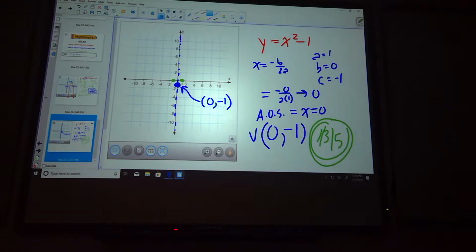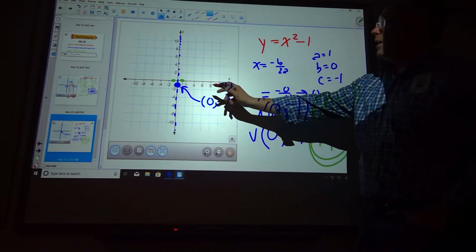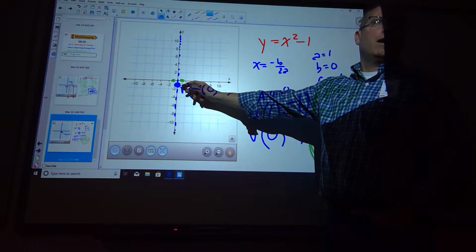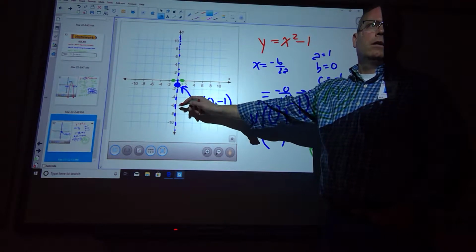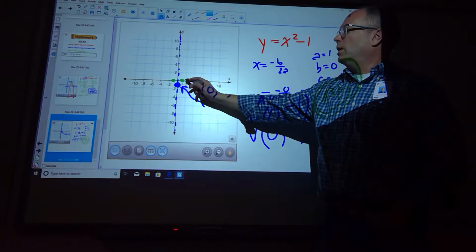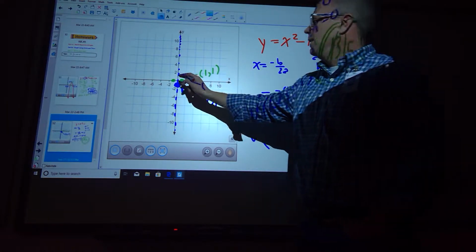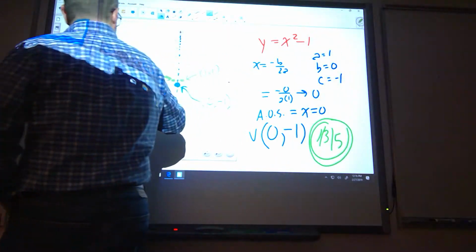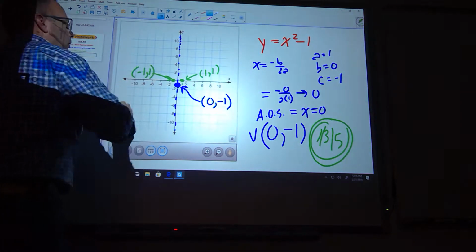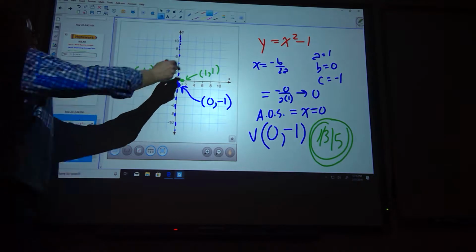Okay, so how do you plug that in? All right, ready? So from my vertex, and realize I'm counting by 2's up here on mine, right? So I went right 1 up 1. So now that's the point 1 comma 1. And that's the point negative 1 comma 1. Is that okay so far? And I can keep going with this.